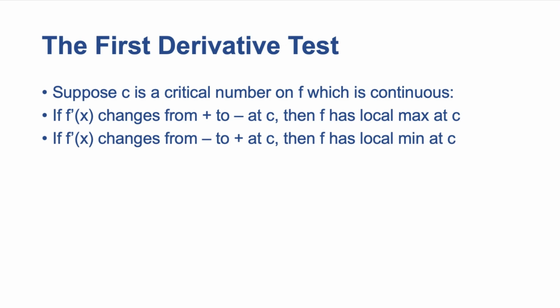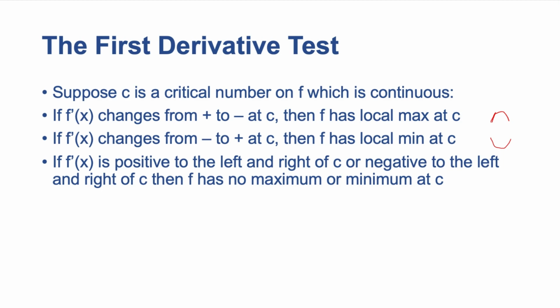This is basically saying I'm going from positive slope to negative slope, or negative slope to positive slope. Okay, and if f prime is positive to the left and right of c, or negative to the left and right of c, then there's going to be no maximum or minimum at c. That just means that we're cruising along with our graph.